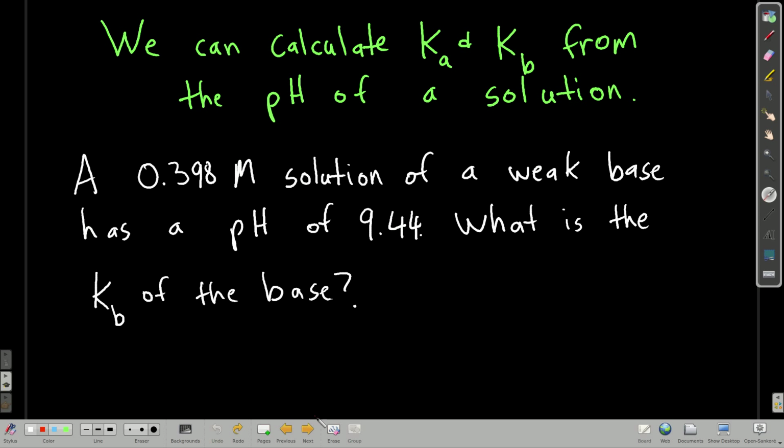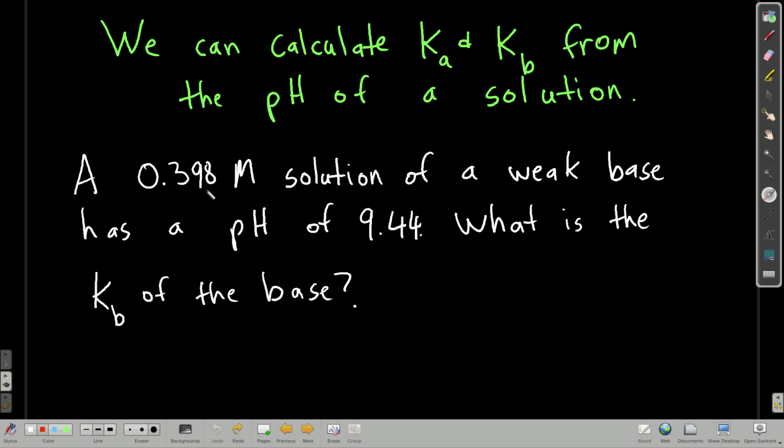Now, there's another kind of calculation that we commonly do. If we know the pH of a solution, we can get Ka and Kb from that. And that's really nice because we can just stick a pH probe into a solution and measure its pH, and bam, we know the Ka, Kb. So let's use an example to illustrate how we do this.